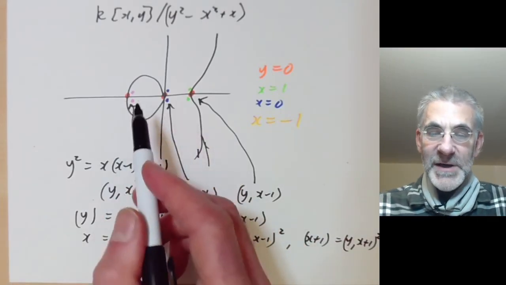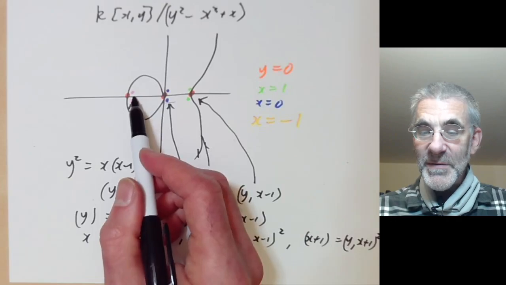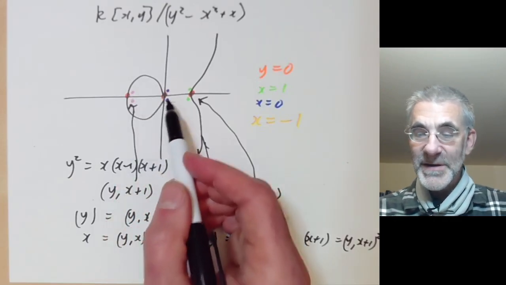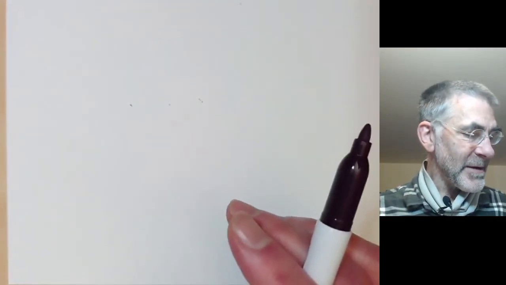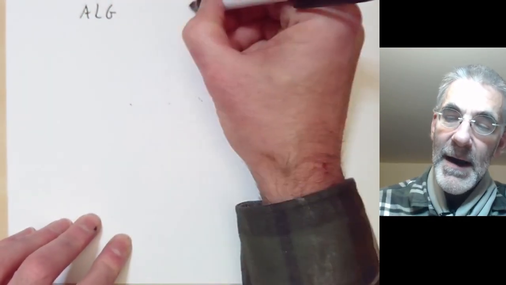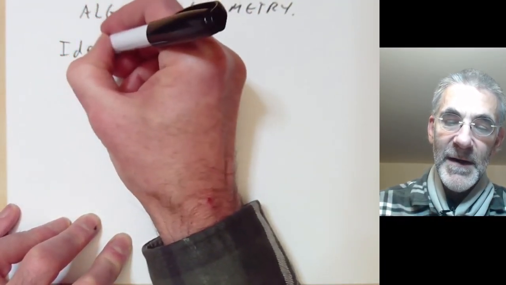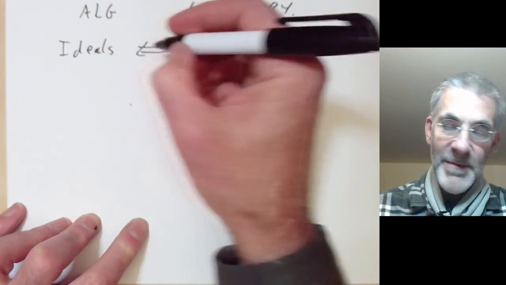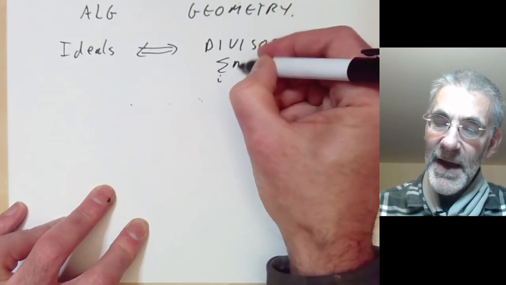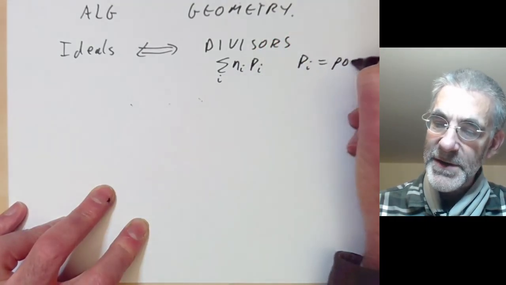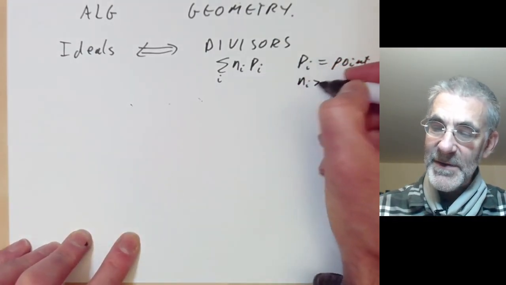You see that unique factorization of ideals has a very simple geometric meaning. It's basically just saying a union of points with multiplicities can be written as a union of single points in an essentially unique way. In fact, we can get the following dictionary between algebra and geometry for Dedekind domains. For Dedekind domains, ideals correspond geometrically to things called divisors, which are formally sums over i of n_i times p_i, where p_i is a point on your curve, and all but a finite number of the n_i have to be zero, and these should be non-negative integers.